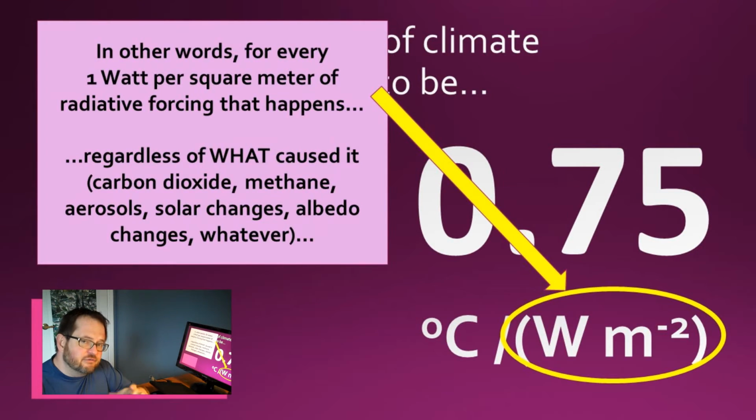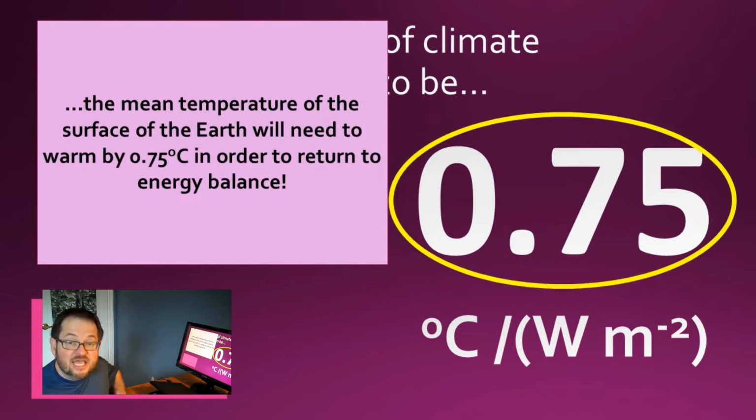In other words, for every 1 watt per square meter of radiative forcing of the climate, like we had numbers like about 1.6 watts per square meter due to carbon dioxide, and about 0.2 watts per square meter due to land use changes, and so on. For every 1 watt per square meter of radiative forcing, quite regardless of what caused that radiative forcing, the mean temperature of the Earth will shift by about 0.75 degrees Celsius.